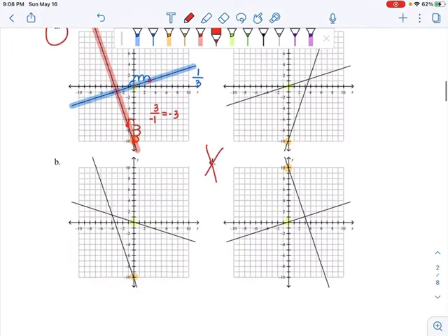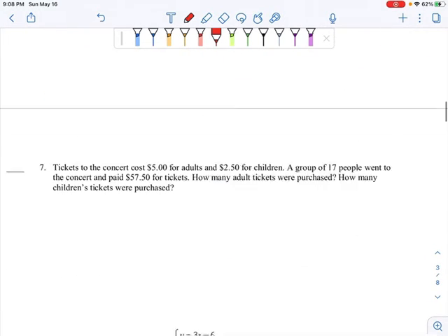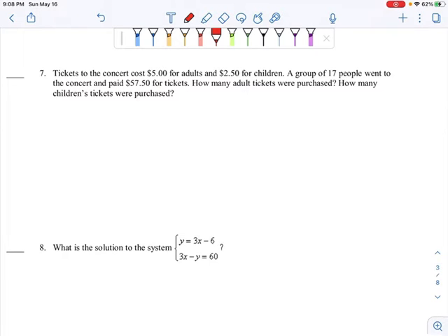Okay, so number 7 then says, tickets to the concert cost $5 for adults and $2.50 for children. A group of 17 people went to the concert and paid $57.50 for tickets. How many adult tickets were purchased and how many children's tickets were purchased? So we want to look at what is given to us first. So it says right here that the cost is $5 for adults and $2.50 per child. And so before we even start anything, we can identify the adults as X and the children as Y.